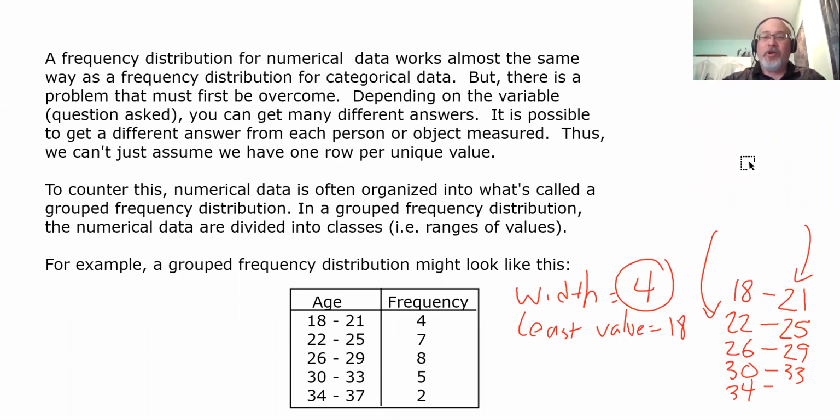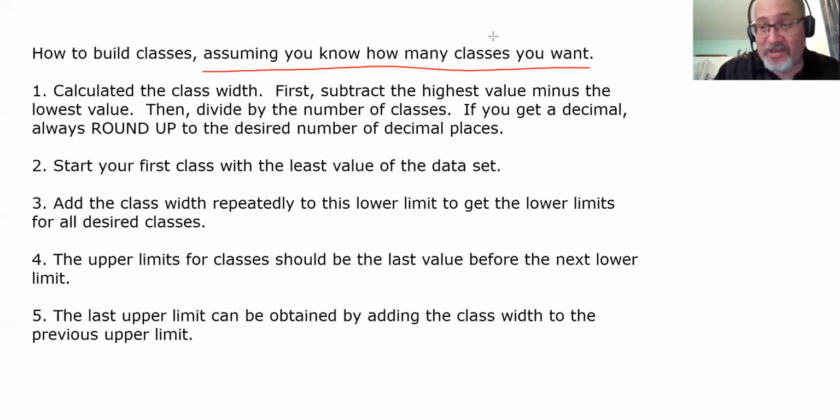The lower limits were going up by 4 because that was the class width. But guess what? The upper limits are going by the same amount. So you could just continue that pattern. If I were adding 4, the next number would be 37 like it was over here. It's really not a difficult thing to do. You just got to have a plan of attack. And sometimes it's not always obvious what that plan of attack is.